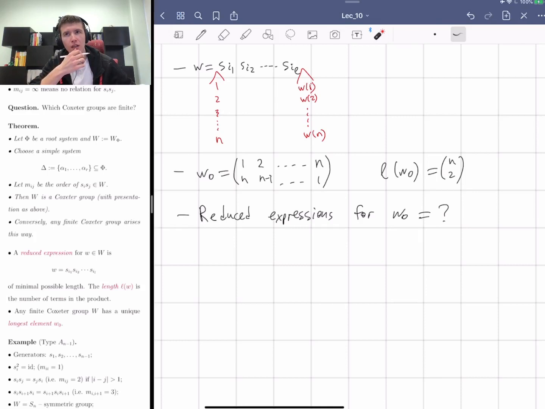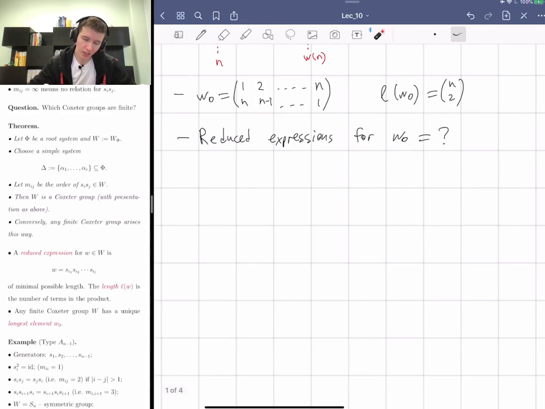The positive combination of what? Okay, yeah, I think it was a while back. Let's say I take S3. Can somebody tell me a reduced expression of W naught in S3? So what would be the reduced one?